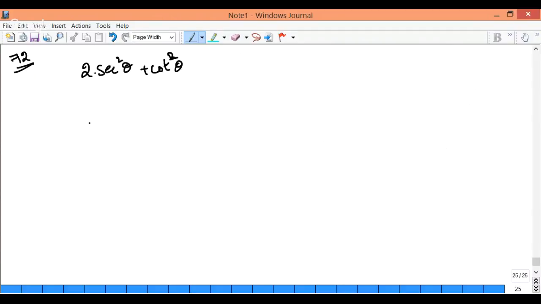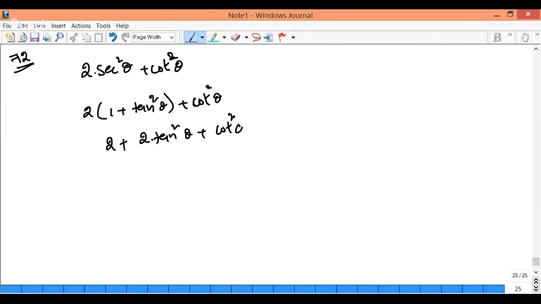Now, write this secant square as 1 plus tan square theta plus cot square theta. Now, 2 plus 2 into tan square theta plus cot square theta. Now, consider this term, 2 into tan square theta plus cot square theta.